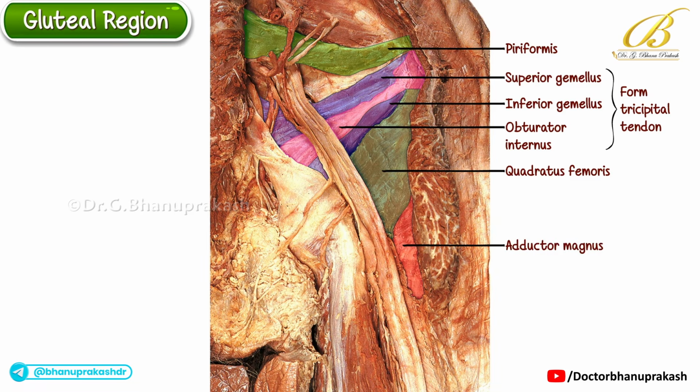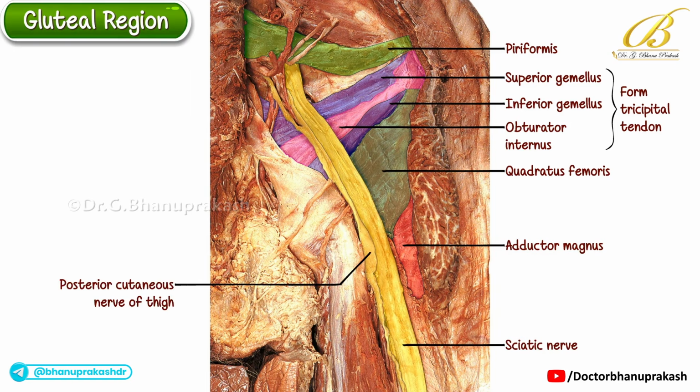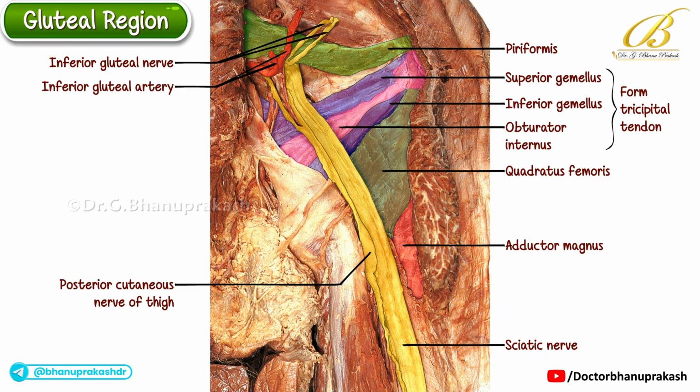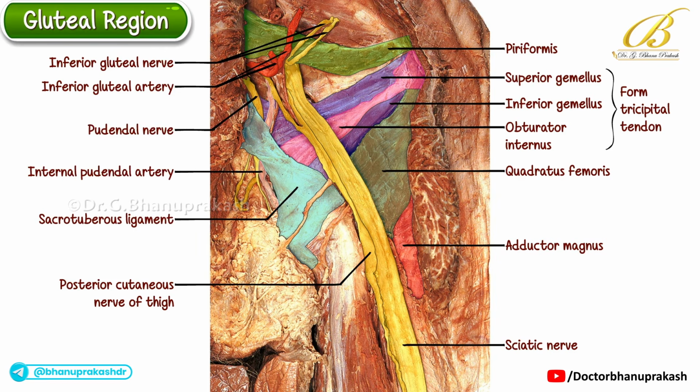Among the nerves, the thick nerve emerging below the piriformis is the sciatic nerve. Associated with the sciatic nerve are the posterior cutaneous nerve of the thigh and the inferior gluteal nerve accompanied by the inferior gluteal artery. The fibrous band seen medial to the sciatic nerve is the sacrotuberous ligament. Closely related to this ligament is the pudendal nerve, which continues medially along with the internal pudendal artery.